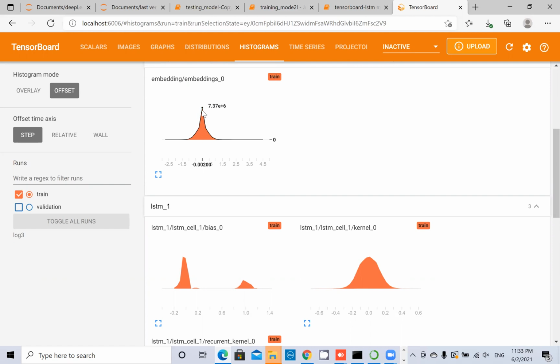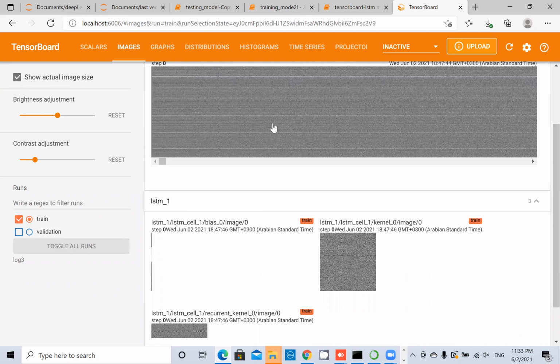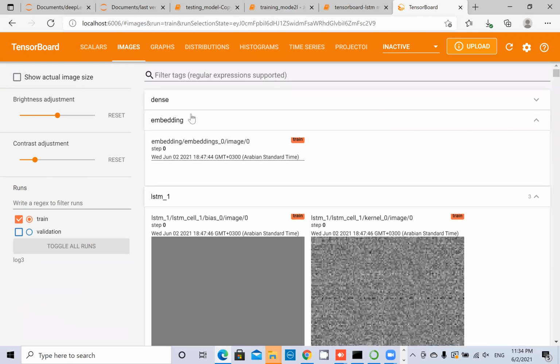Embedding 0, the first layer for training data. Here we have the images of the activation function in the LSTM layers. Here we have the second LSTM layer. White is 0 and black is 1. That's how words are understood by the model.